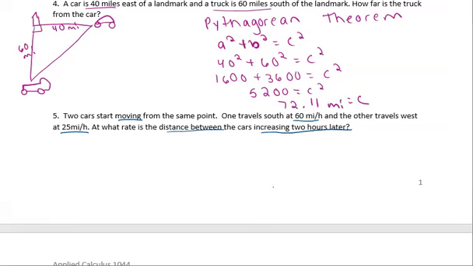Let's start with a picture again. So two cars start moving from the same point. So no landmarks to draw this time. It's the same point. There we go. There's a point. One travels south. Here it goes. At 60 miles per hour.